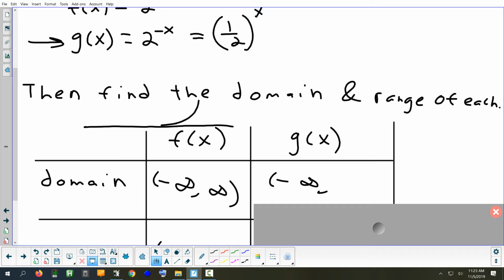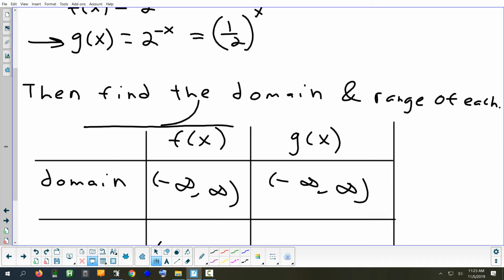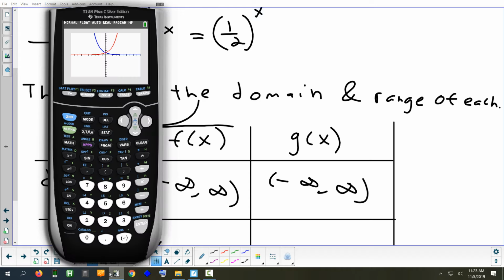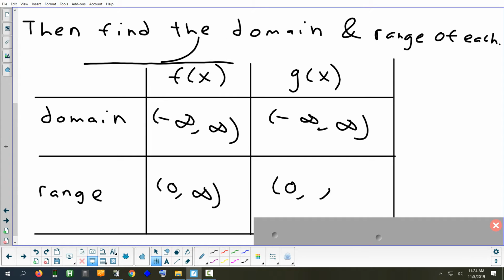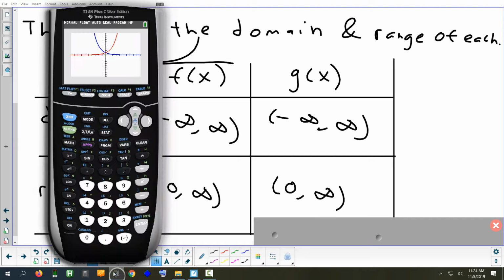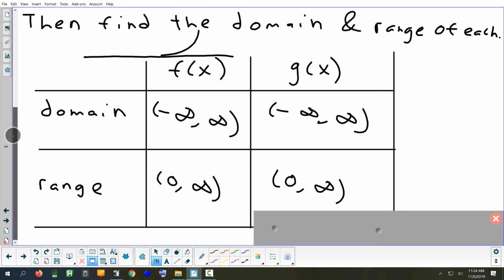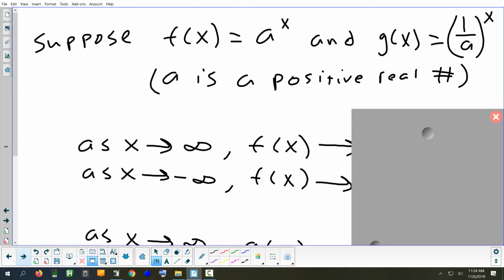And what's the range? All positive real numbers, or 0 to infinity. So actually, exponential growth and decay functions can have the same domain and range. It's just that one curves up as you go to the right, and one curves down as you go to the right. Same domain and range.